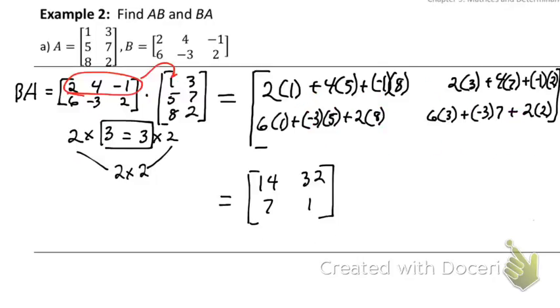I'm going to take that 2, 4, and -1 and multiply it by that column, which will give me 2 times 3, 4 times 7, -1 times 2, which I do have in that top right column, which equals 32. Then I skip to that next row. That's 6, -3, and 2. Did the same thing, multiplied it by the first column, so I did 6 times 1, -3 times 5, and 2 times 8. And finally I did it to the last column, and you should have gotten out, like I said, 14, 32, 7, 1.